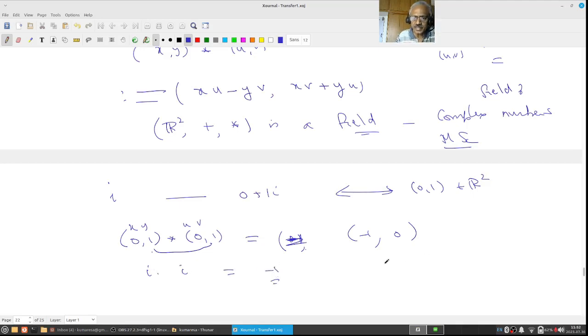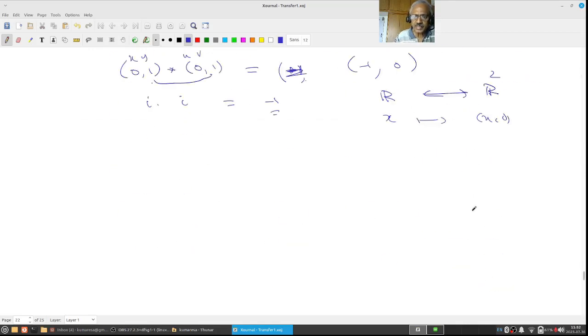I am going to identify R in R2 by any real number x goes to x comma 0. That's very correct because if I have a real number x in R which is a subset of C, how will I write x? I will write x as x plus 0 times i, which corresponds to x comma 0. Do you understand this? Please spend some time, and when you come to MSc you will learn all these things. So let me just pause, review, proceed.